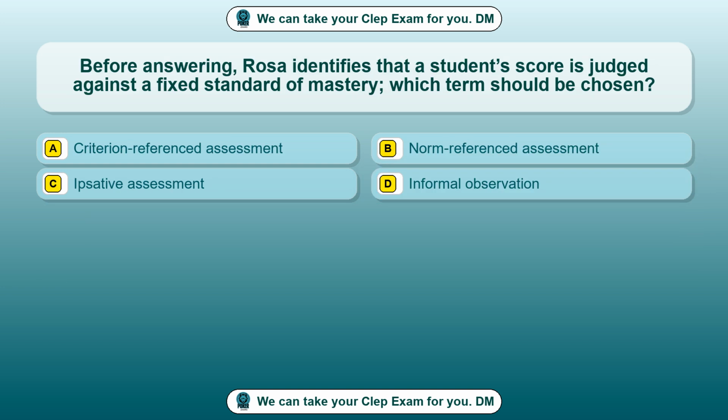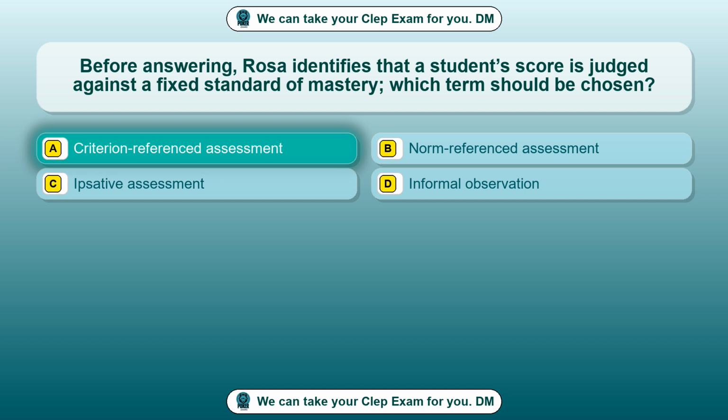Question 54. Before answering, Rosa identifies that a student's score is judged against a fixed standard of mastery. Which term should be chosen? Option A, criterion referenced assessment. Option B, norm referenced assessment. Option C, ipsative assessment. Option D, informal observation. The correct answer is option A.